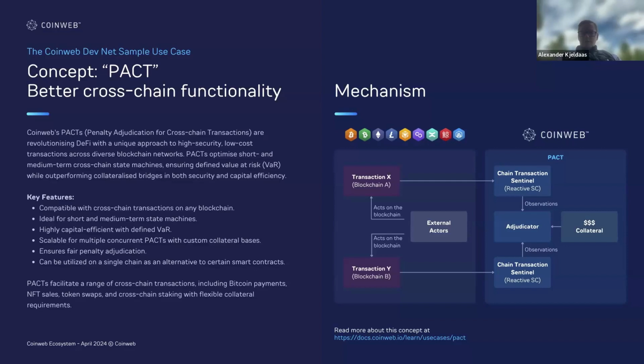So the adjudicator decides whether the pact was done correctly or not. And if it is done correctly, then the collateral is released back to the original owner of the collateral, and everything is fine. If the pact is not executed correctly because one of these external actors did not do what they were supposed to do, then the collateral is given to whoever was wronged in this situation.